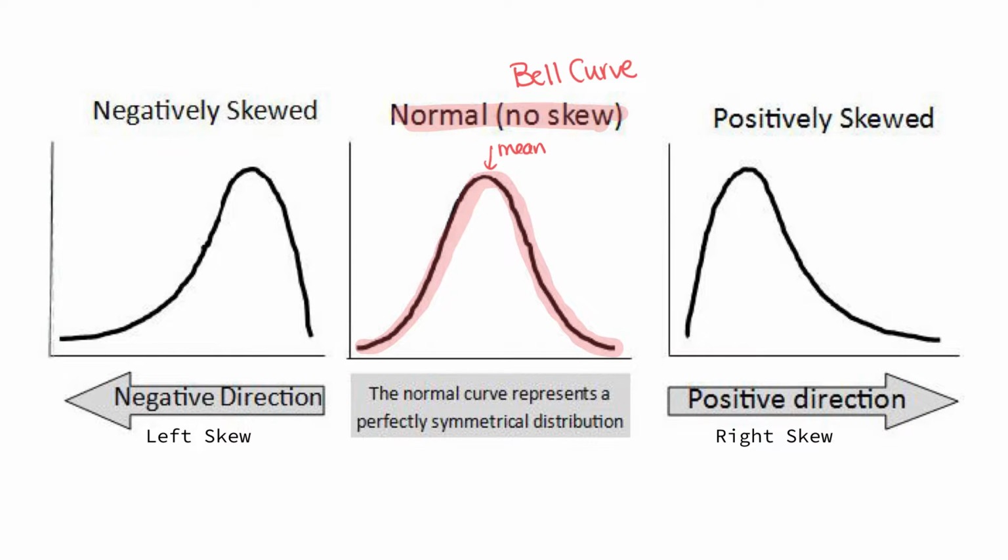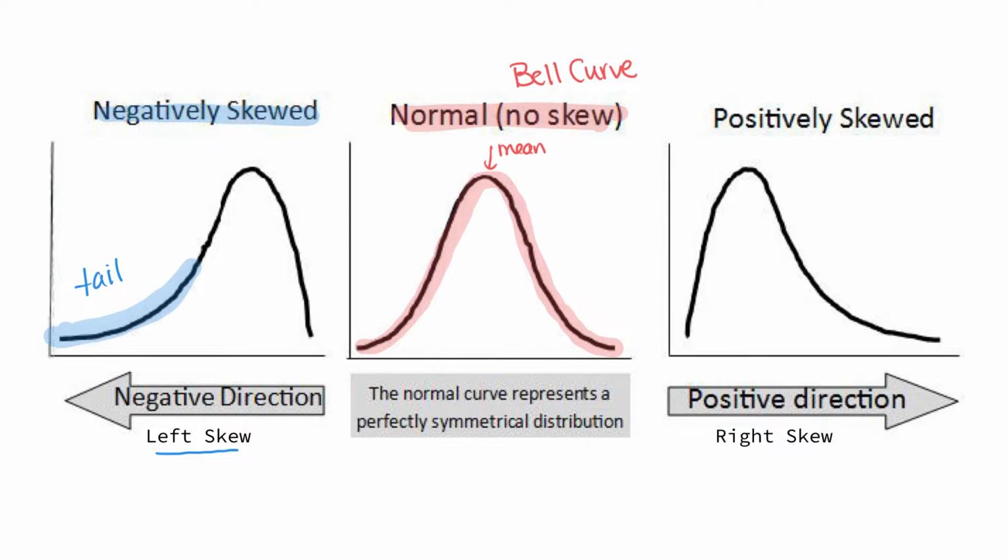We also have what's called negatively skewed data. I think of that as when, we call this the tail. When the tail is longer on the negative side, then that's going to be skewed in the negative direction. It's also called a left skew.